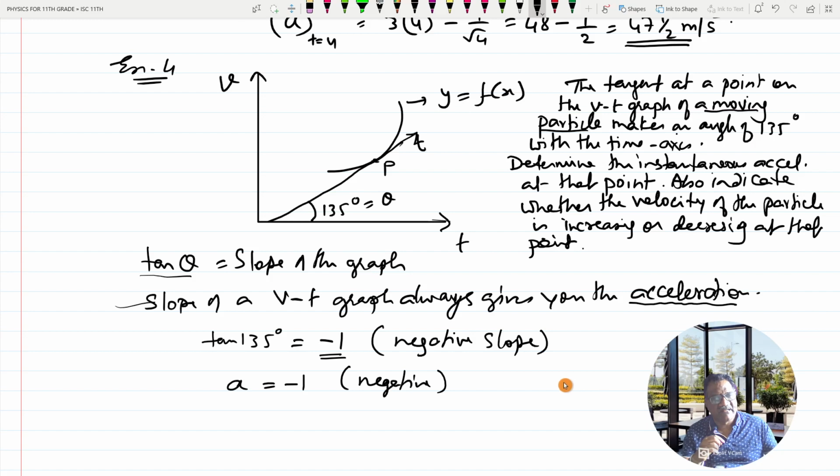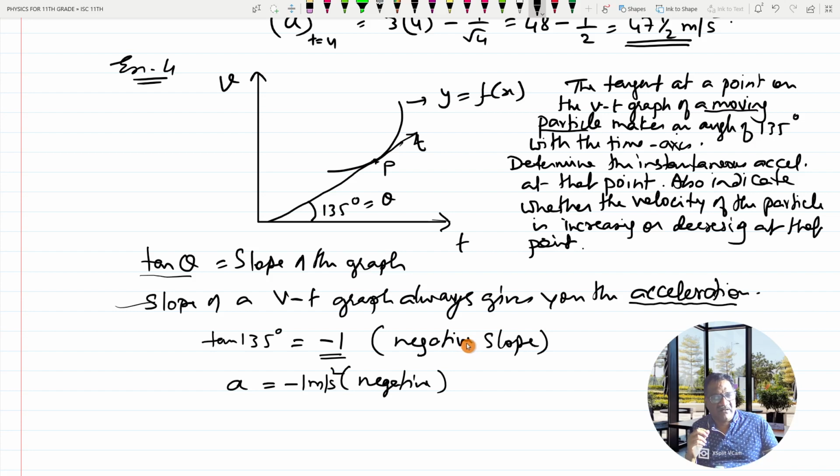So the question was determine the instantaneous acceleration. So the instantaneous acceleration that you needed is nothing but a is equal to -1, and the unit will be meter per second square. This is your instantaneous acceleration. Instantaneous acceleration means acceleration at a given point. Which is that given point? That given point is this P, right?